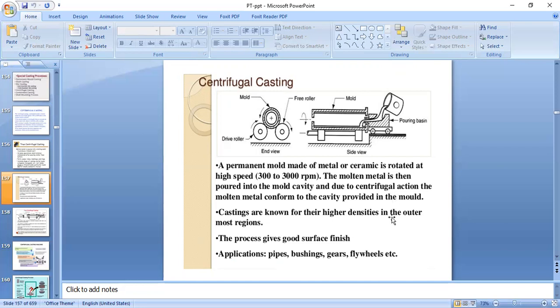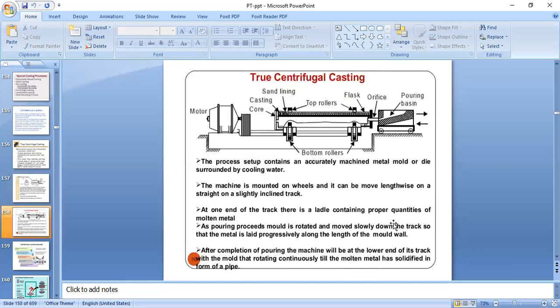The process gives good surface finish. Applications like pipes, bushings, gears, flywheels, etc. can be manufactured. This is the true centrifugal casting process.